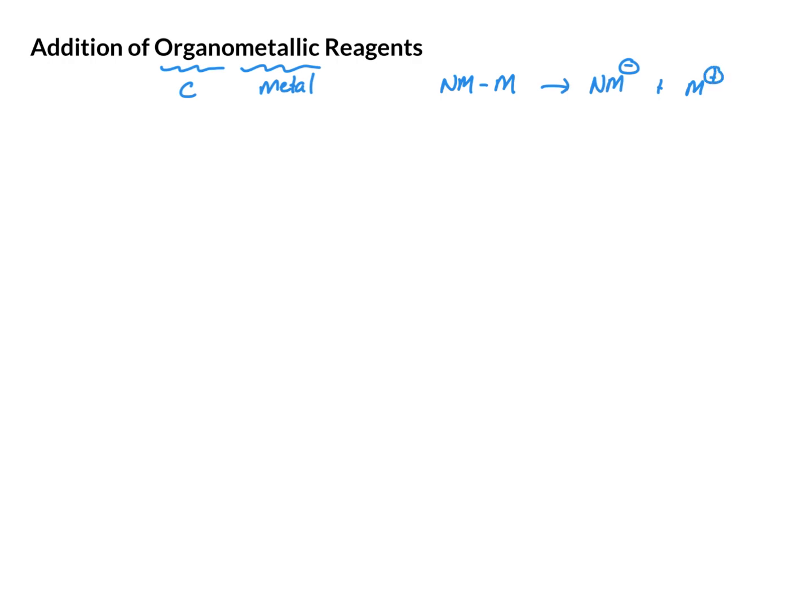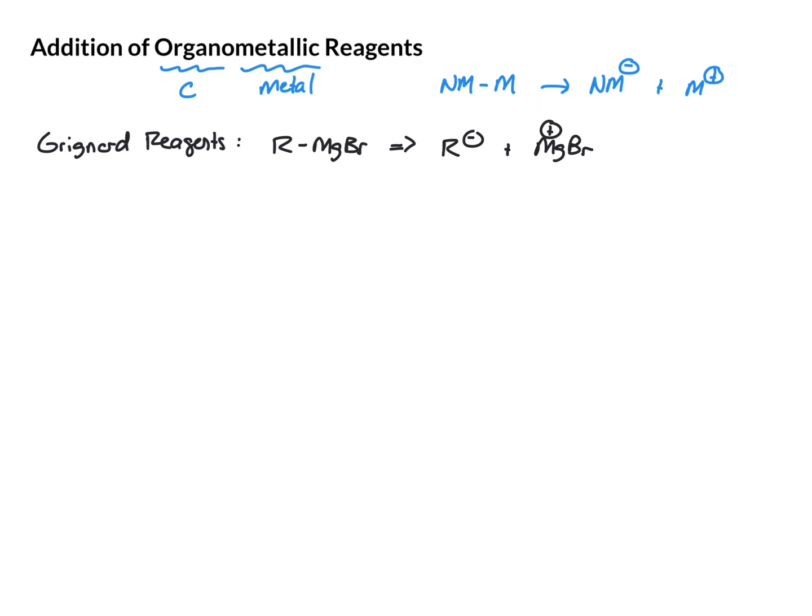There's a couple of types of organometallic reagents. We have what are known as Grignard reagents. In Grignard reagents, we have a carbon, which I'll abbreviate as R, bonded to magnesium bromide. Again, we're going to dissociate this and treat it as R minus nucleophile plus the magnesium bromide cation.